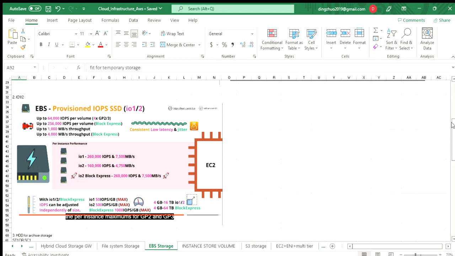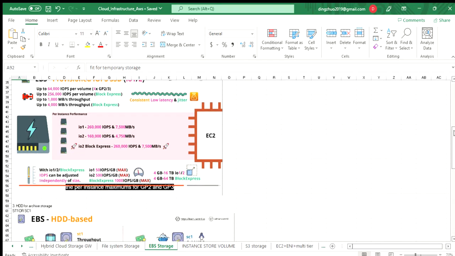So let's move back. If you want IO1, then you can have 64,000 IOPS, and per second you can have 7,500 megabytes of throughput. For IO2, you can have 160,000 IOPS and 4,750 megabytes per second. And obviously, if you use IO2 Block Express, you can have even more IOPS.